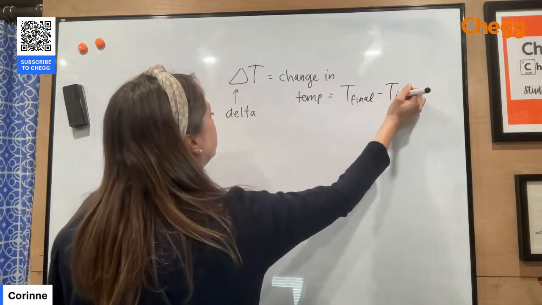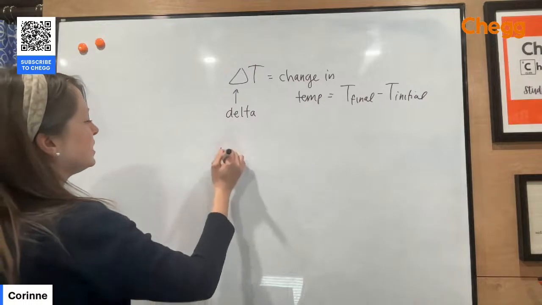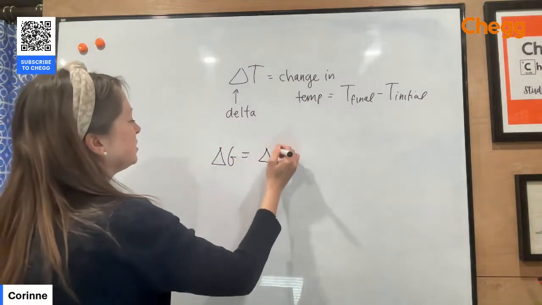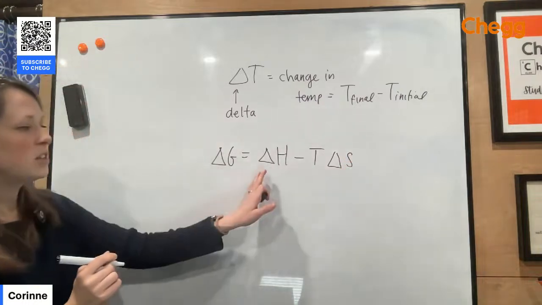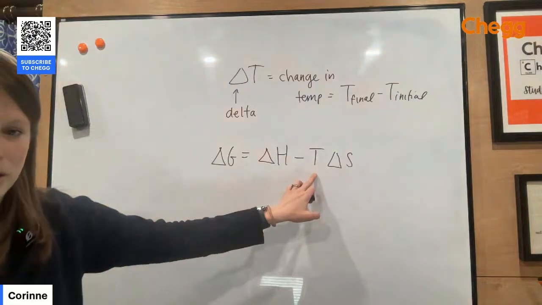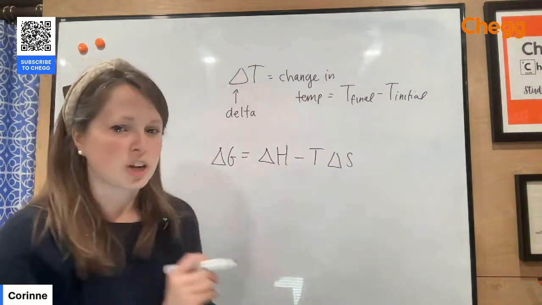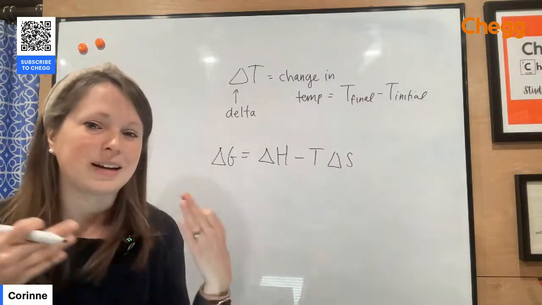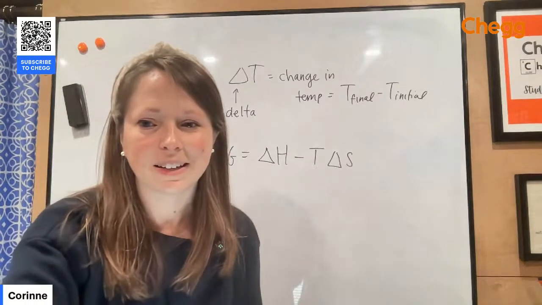So earlier we were doing the Gibbs free energy equation. Delta G equals delta H minus T delta S. So we have the change in enthalpy, the change in entropy, but just that temperature that this is happening at. So this is only a single temperature. If we were looking at the change in temperature, you would have seen that triangle, that delta, representing the change in that.